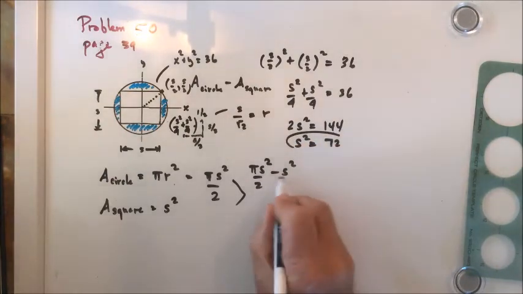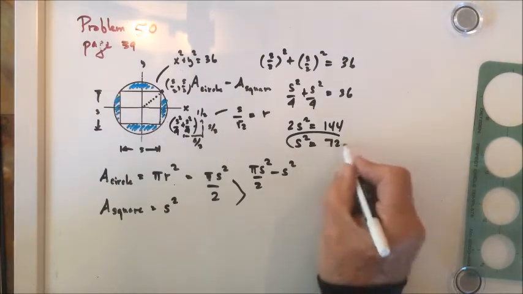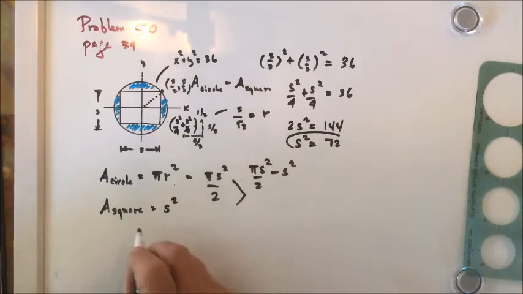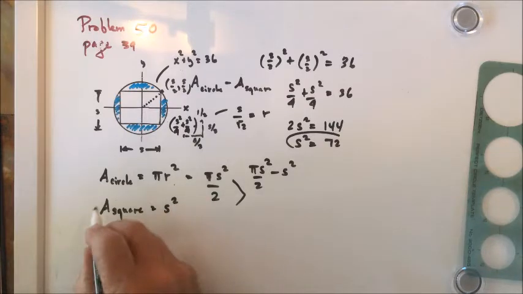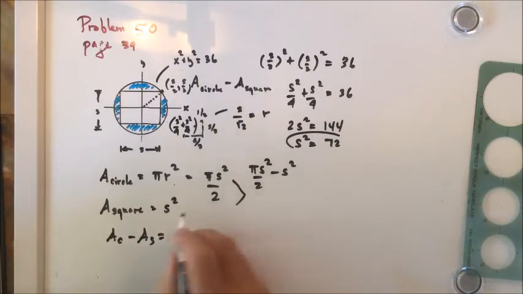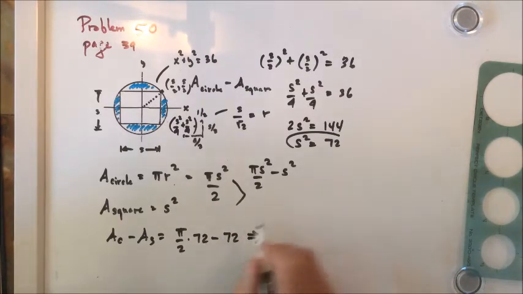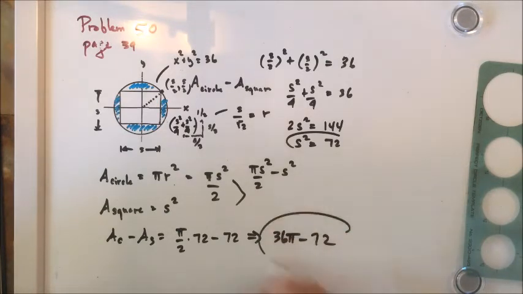And that quantity is the quantity that we're looking for down here. Right? If I put S squared into this equation, I'm going to get that the area that we're looking for, circle minus square, is equal to pi over 2 times 72 minus 72, and maybe I'll write that as 36 pi minus 72. That's the answer.